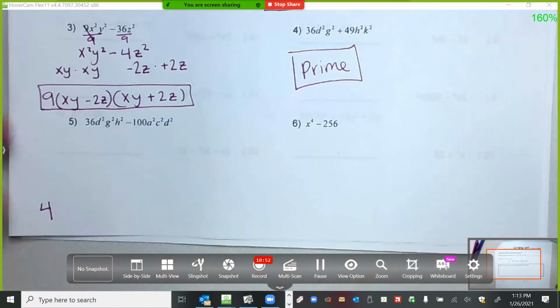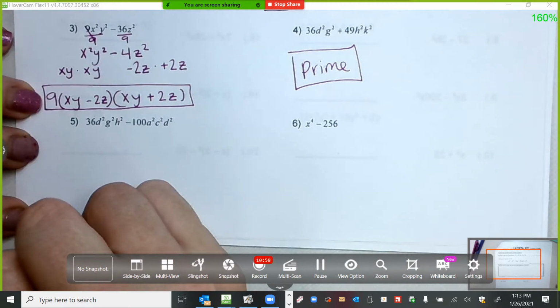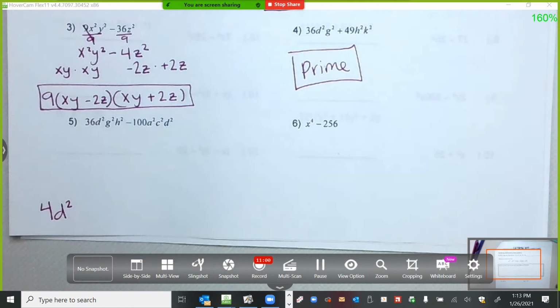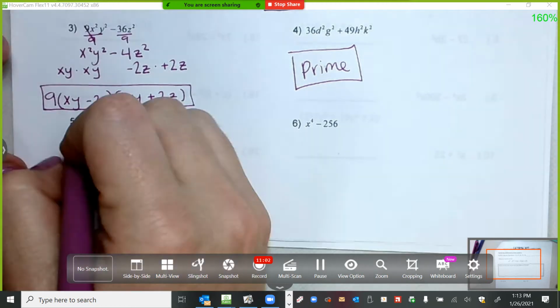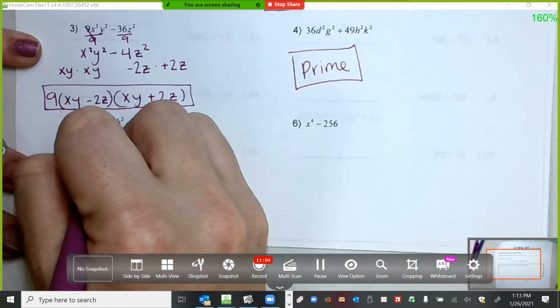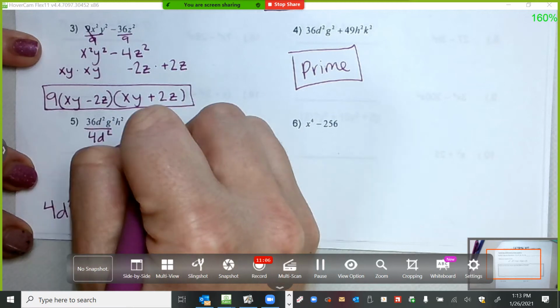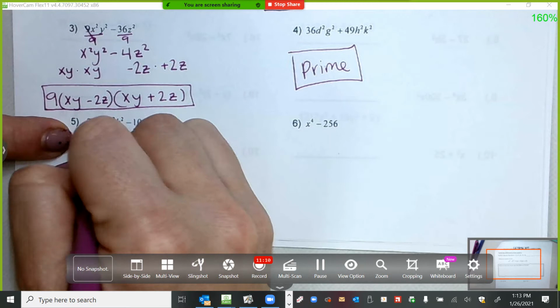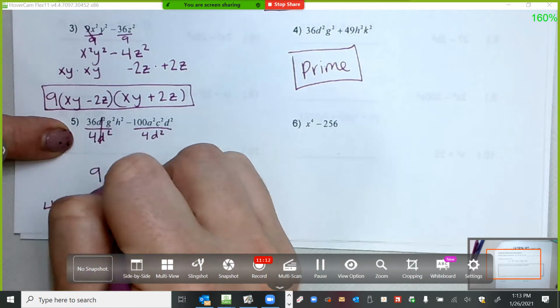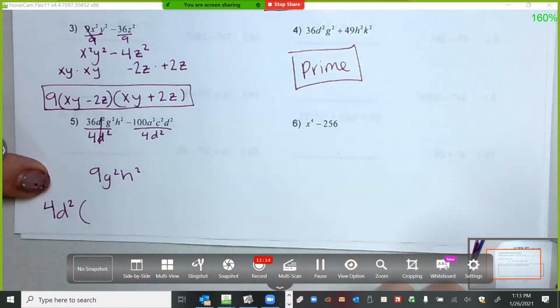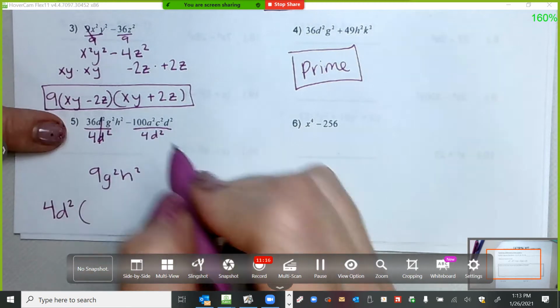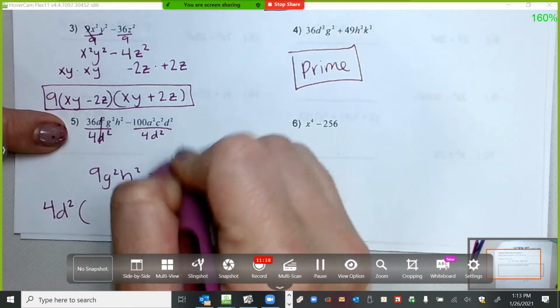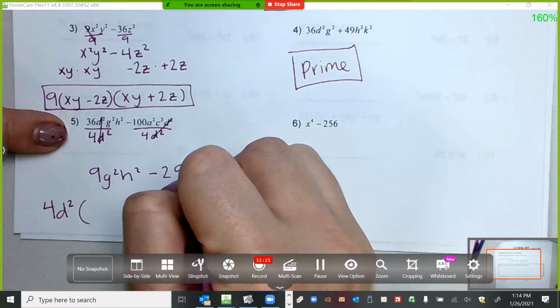What letter do they have in common? D what? Yeah, they both have D squared. So we're going to take all of that out. Okay, so when I divide by 4D squared, 36 divided by 4 is 9. D squareds cancel, and I'm left with G squared, H squared. Negative 100 divided by 4 is negative 25. D squareds cancel, I'm left with A squared, C squared.